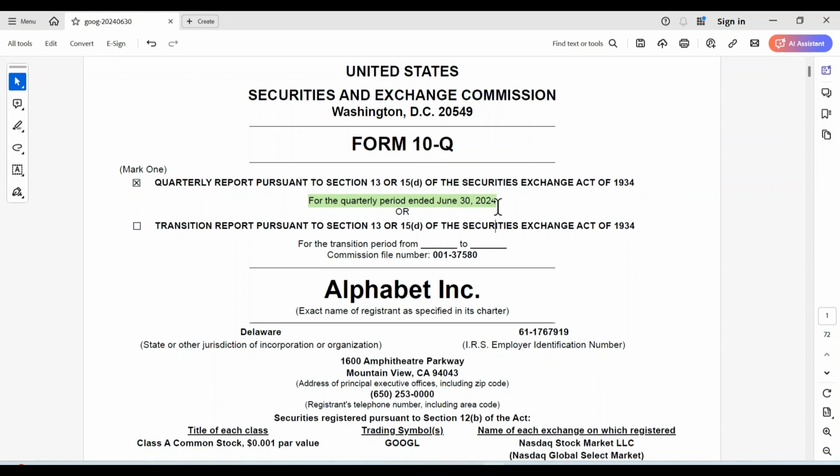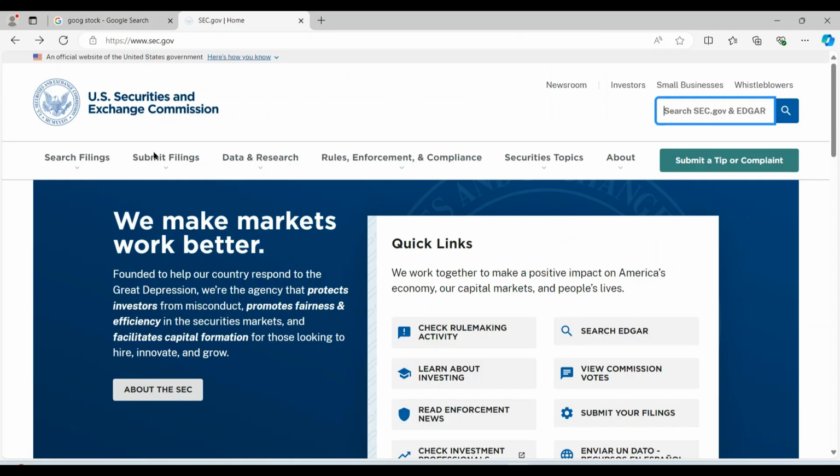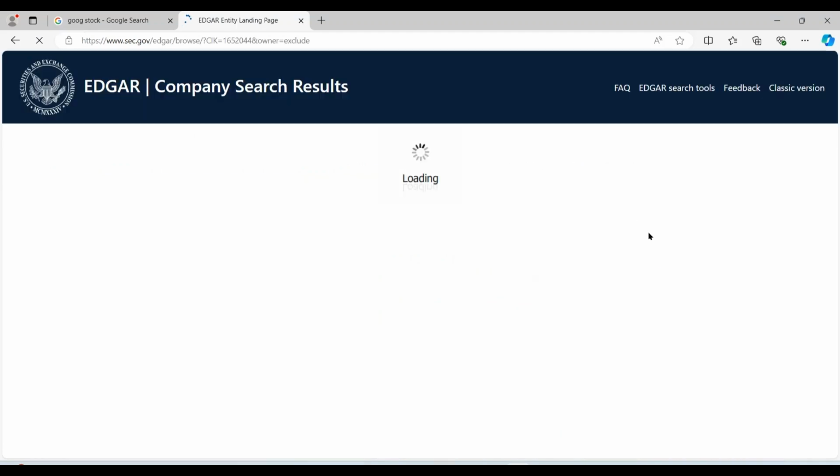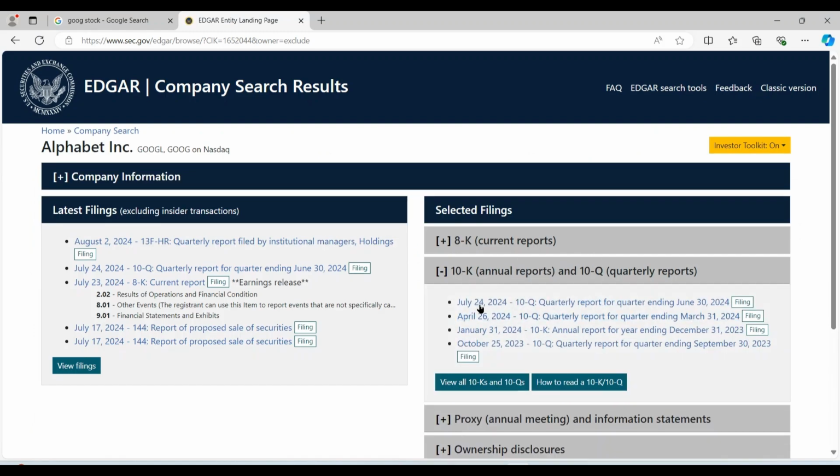This report contains so much financial and non-financial information, and it's always a good idea to look at these reports before investing in any company. So if you wonder where you can get this report and the annual report, go to the SEC website, sec.gov, and type over here the ticker symbol of the company you want to search for. In this section over here, you can find the annual report and the quarterly report. And as you can see, on July 24th, last week, they filed the second quarter report for 2024.